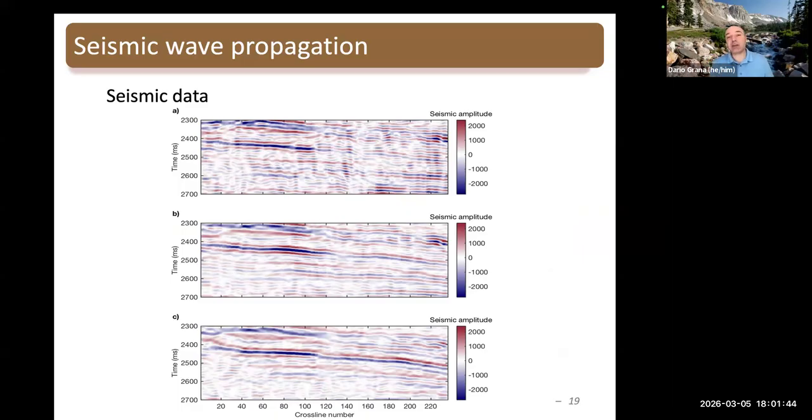So here we have three seismic sections from a data set in Norway. This is the Norne data set, which is in the public domain.